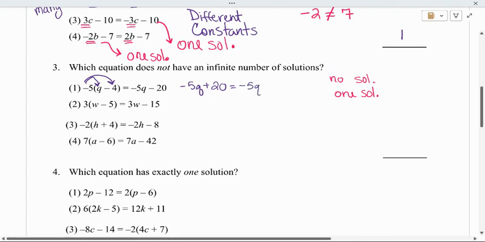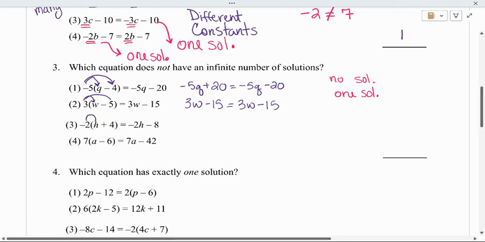Negative 5q equals, not equals, negative 5q minus 20. So let's distribute first for all of them, and then we'll go back and talk about each one. Is that okay? The second one, we're going to distribute: 3w minus 15 equals 3w minus 15.